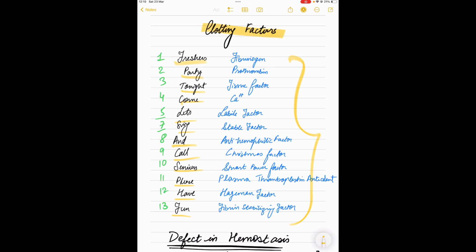So there are a total of 4 sentences which consist of 3 words, and the first alphabet of each word stands for a factor: F stands for fibrinogen, P stands for prothrombin. That's how it works. T for tissue factor, C for calcium, L for labile factor, S for stable factor, A for anti-hemophilic factor, C for Christmas factor, S for Stuart-Prower factor, P for plasma thromboplastin antecedent, H for Hageman factor, F for fibrin stabilizing factor.